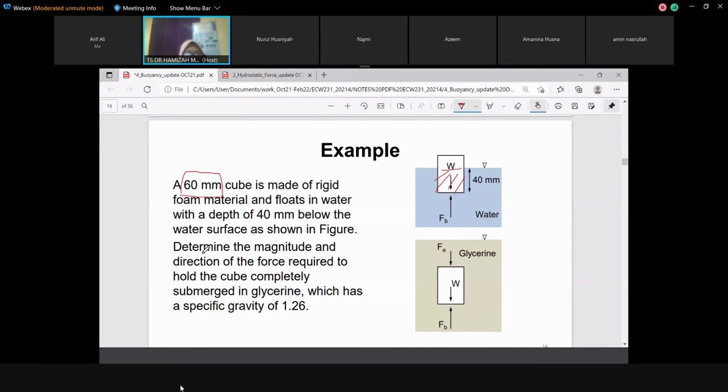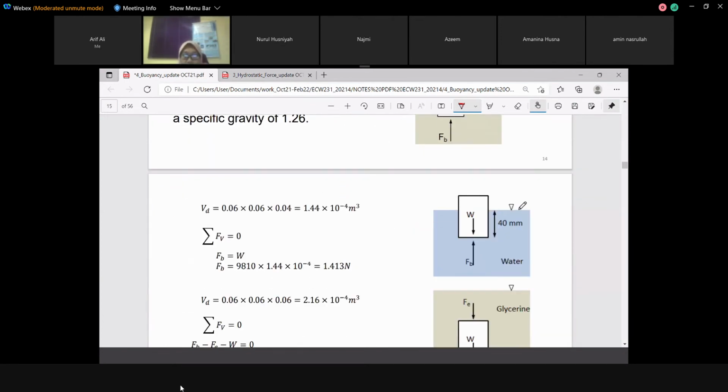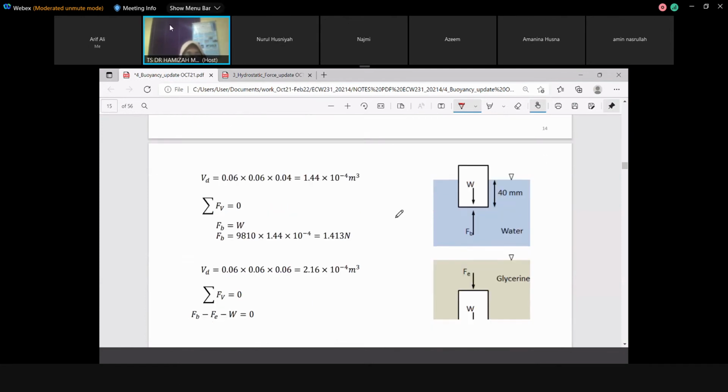Okay, we need to determine the magnitude and also direction of the force required to hold the cube completely submerged in glycerin. So you need to calculate what is the FE inside the glycerin. So kita nak tukarlah daripada letak dalam air, nak letak dalam glycerin. Okay, first kita kena solve untuk water.